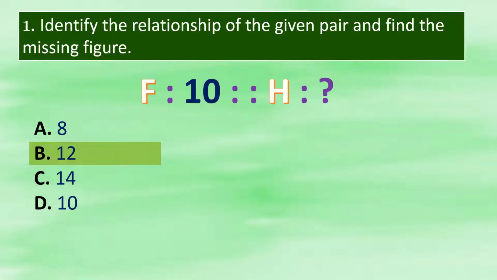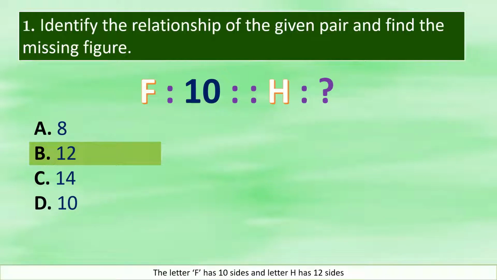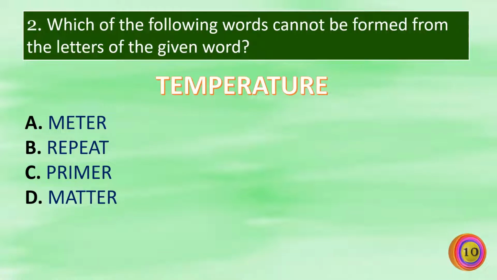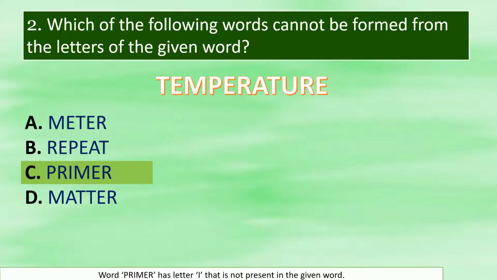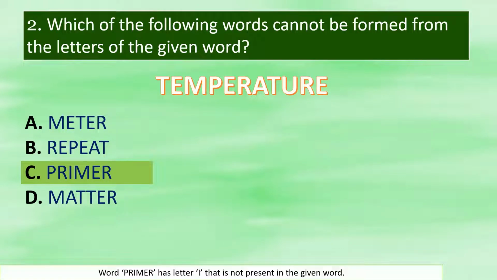The answer is 12. The letter F has 10 sides and the letter H has 12 sides. Which of the following words cannot be formed from the letters of the given word? Temperature. The answer is primer. Word primer has letter I that is not present in the given word.